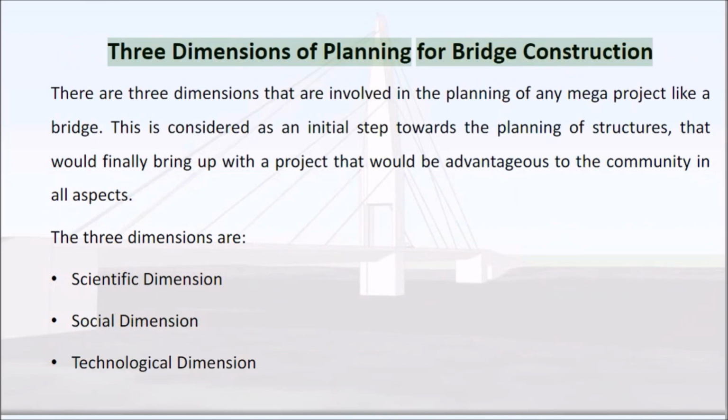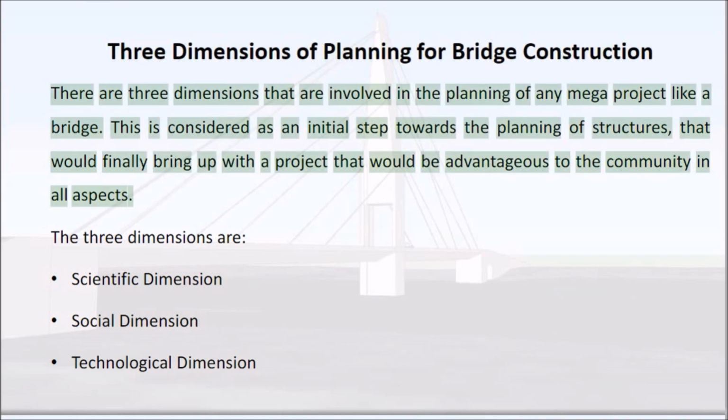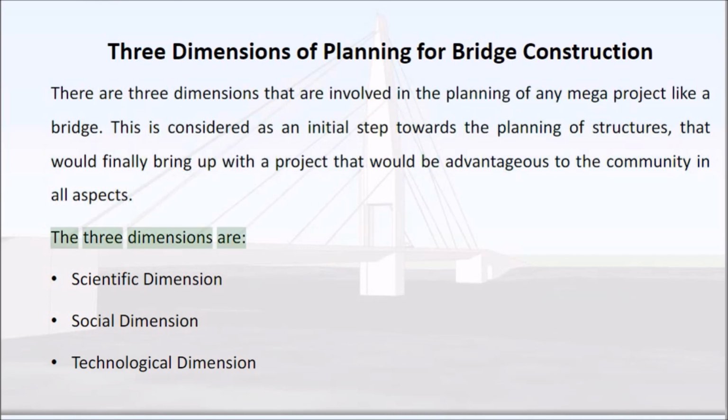Three dimensions of planning for bridge construction. There are three dimensions involved in the planning of any mega-project like a bridge. This is considered an initial step towards the planning of structures that would finally bring up a project that would be advantageous to the community in all aspects. The three dimensions are: scientific dimension, social dimension, technological dimension.